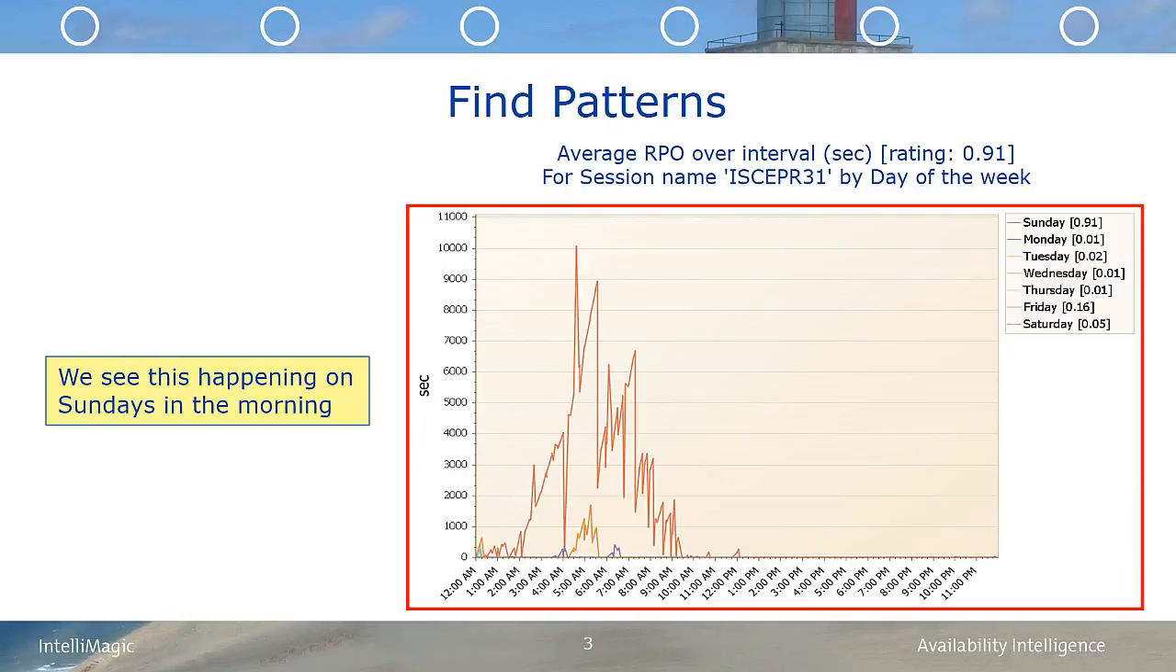So what we were able to do, one of the features of Intelligent Magic Vision, is it can chart things by day of the week. So we charted it by day of the week here, and we found that these spikes are typically happening over time on Sundays. Sunday is when the spikes are typically occurring. So that pattern recognition is something that Intelligent Magic Vision really facilitates.